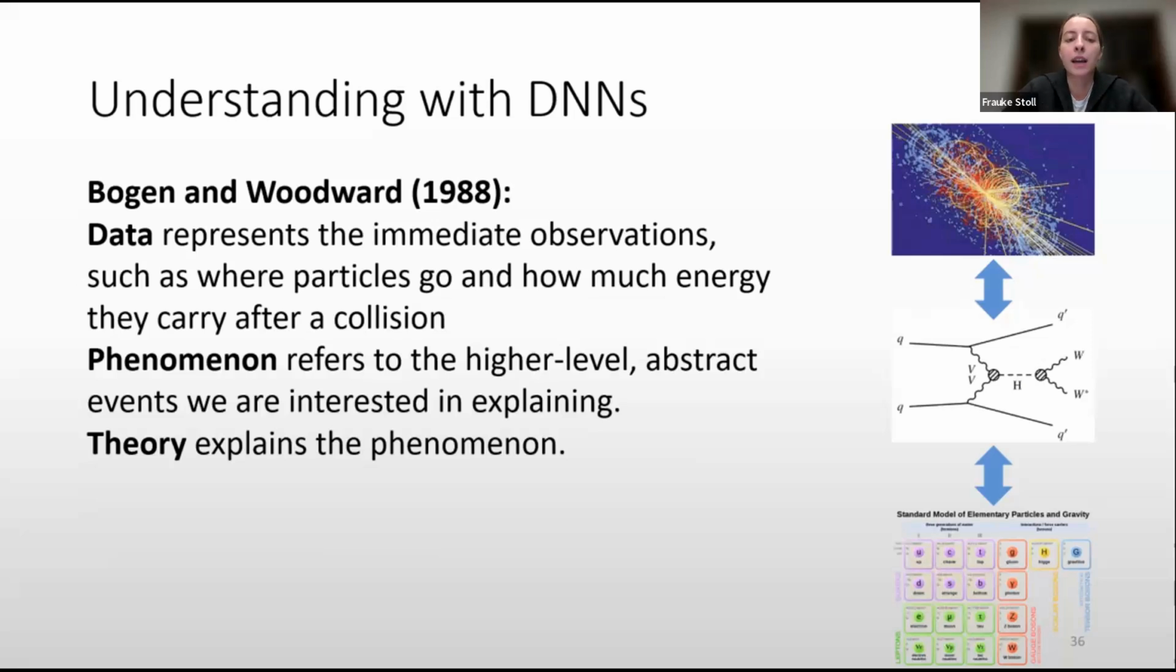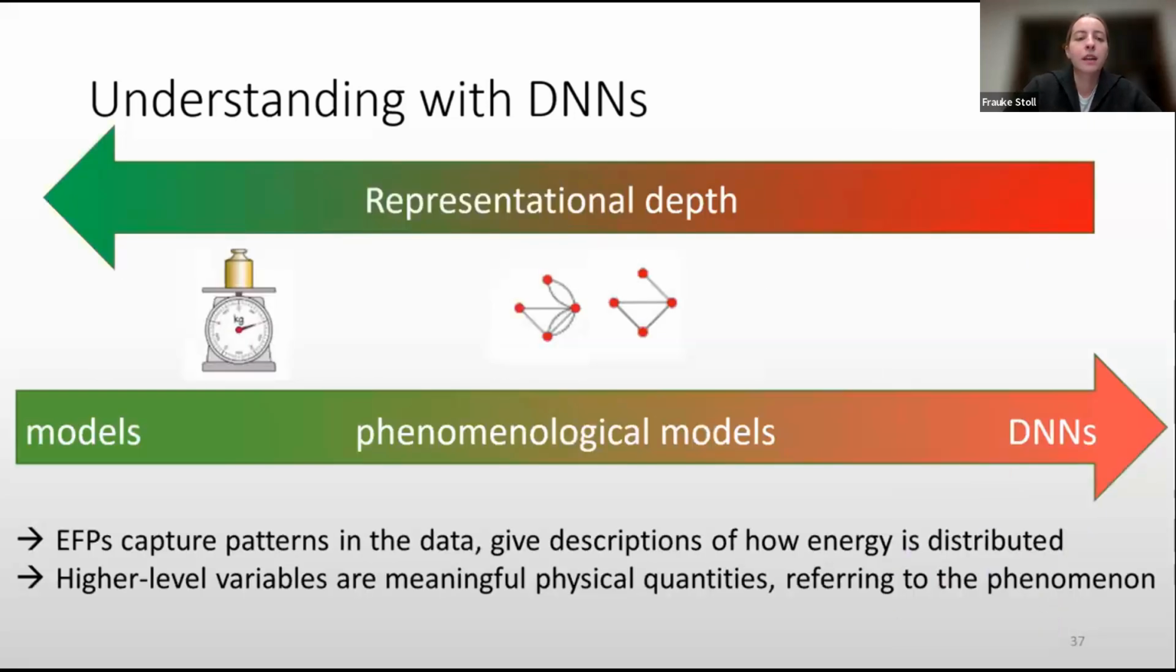And the phenomenon refers to the higher level abstract events we are interested in explaining. So a certain decay route or a certain process that accounts for the data. And the theory explains the phenomenon. So the standard model would, in the best case, explain why the phenomenon occurred. And with this, we can talk about the difference between using EFPs and something like mass and rapidity difference, because mass and rapidity difference are conceptually really rich. So they are easy to embed into theories and background knowledge, and we know what they mean. So they are very close to the phenomenon side.